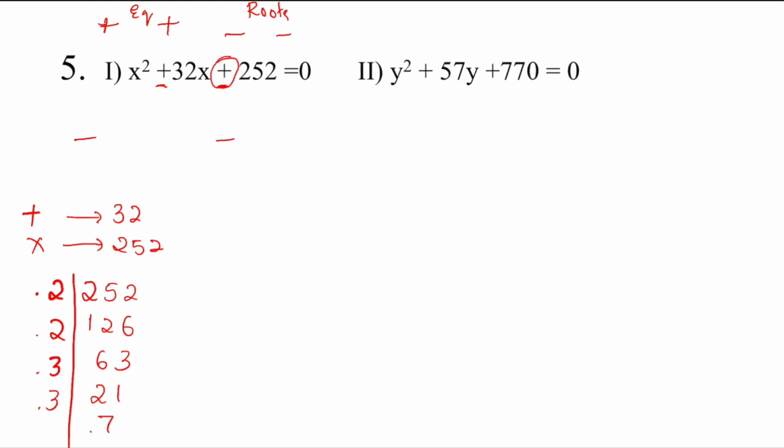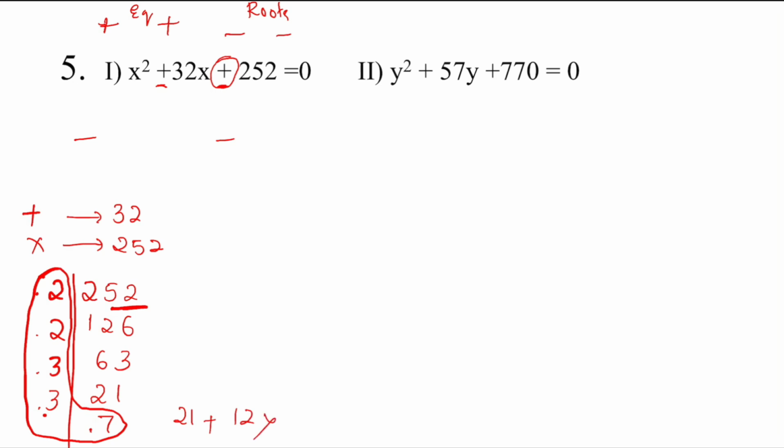Now see the combination of these, such that if you add you should get 32, and if you multiply you should get 252. Now how can we add? See here, 7 3s is 21, 3 2s are 6, 2 6s are 12. 21 plus 12, will you get 32? No. So this combination will not work.